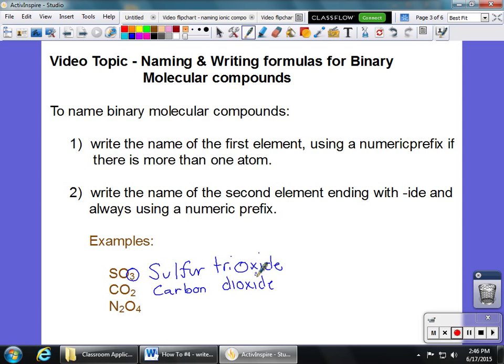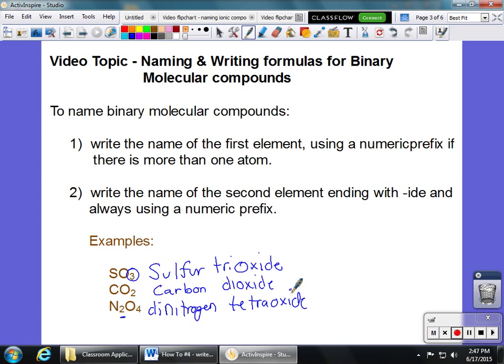Finally, below, this one's a little different. We have 2 nitrogens in this case. So now, instead of just writing nitrogen, since there are 2 of them, we have to write dinitrogen. In the 2 previous examples, there was only 1 of that first element, so no prefix was needed. But now, since there are 2, we write dinitrogen, and we still have to use a numeric prefix when we write the second one. In this case, it would be tetraoxide.